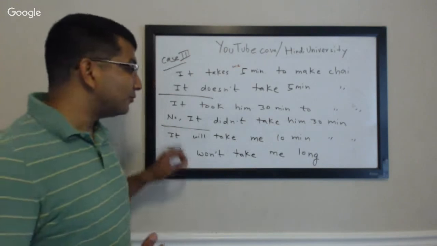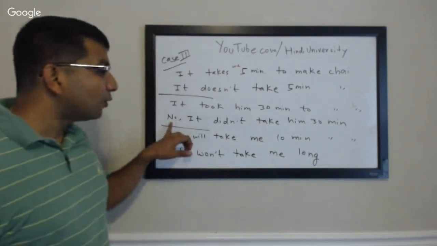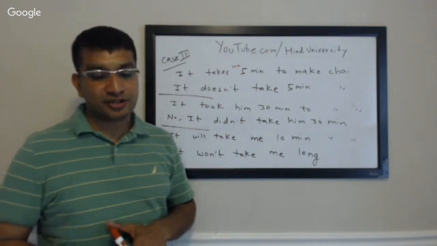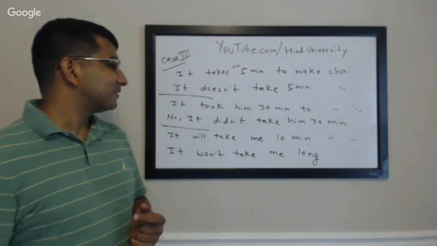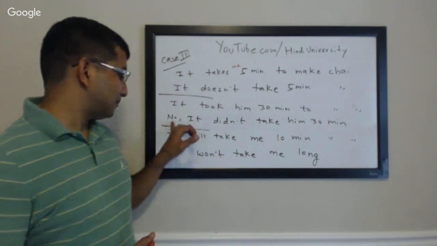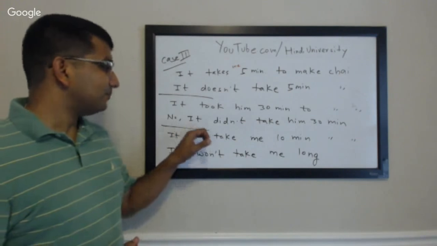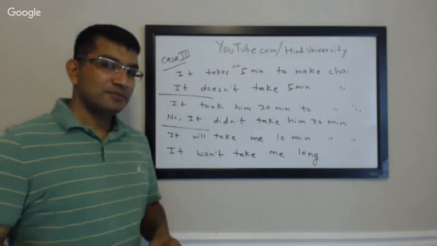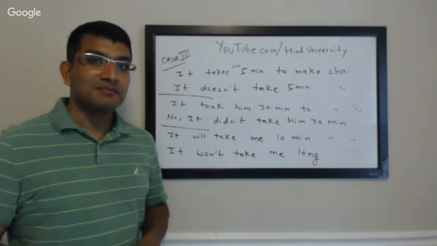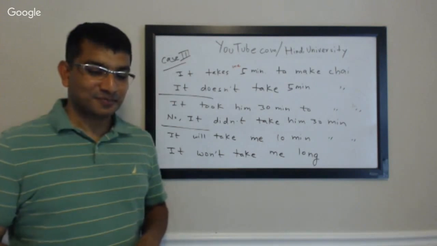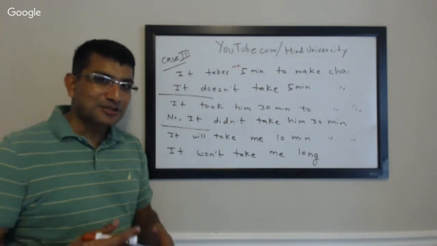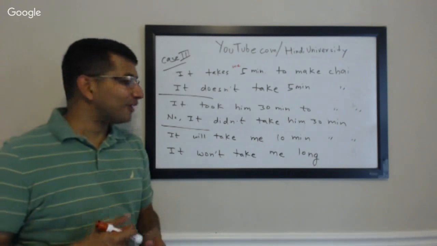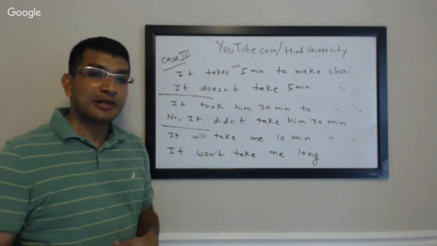Okay, now you are refuting it. And you're saying, no, it didn't take him 30 minutes to make a chai. How do you say that, Liz? Say, nahi. Usko lage nahi. Nahi lage. Slowly, okay? If you go slowly, you'll be fine. No, it didn't take him 30 minutes to make a chai.